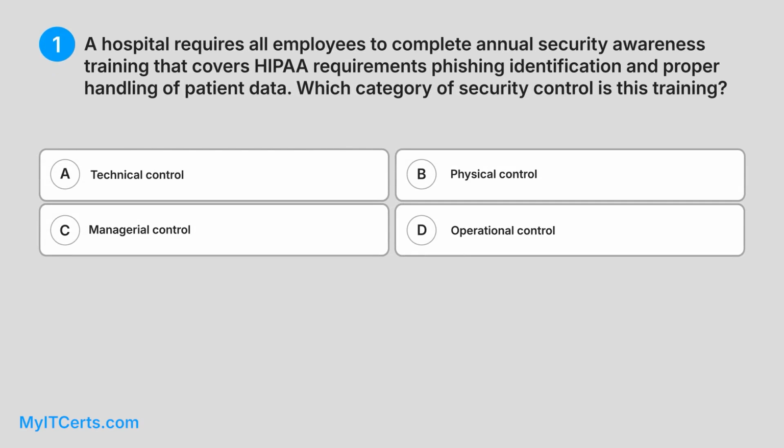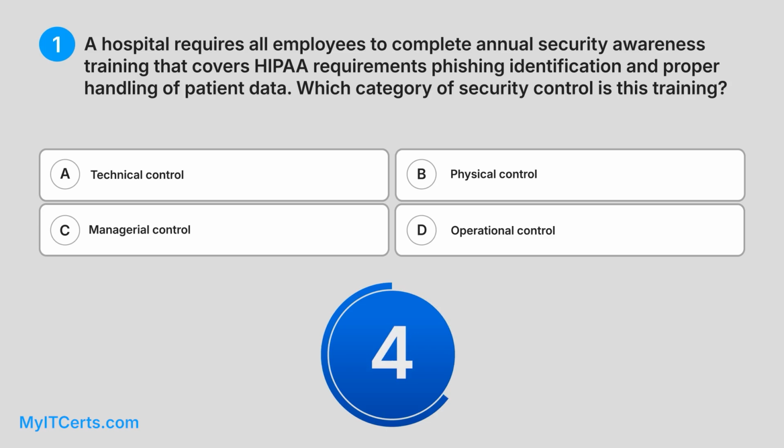1. A hospital requires all employees to complete annual security awareness training that covers HIPAA requirements, phishing identification, and proper handling of patient data. Which category of security control is this training? A. Technical control. B. Physical control. C. Managerial control. D. Operational control. What do you think is the answer?